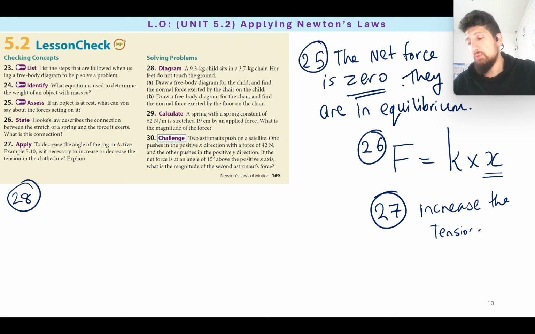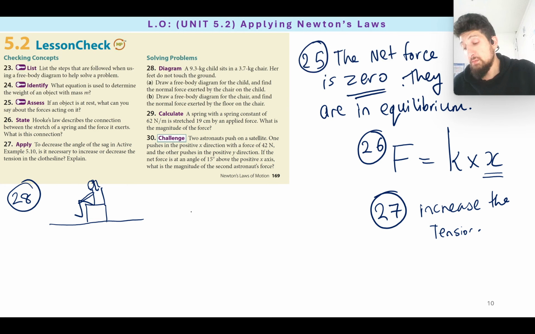A 9.3 kilogram child sits in a 3.7 kilogram chair. Her feet do not touch the floor. Here we go. That is the wee lady, sitting on the chair, and her feet are not touching the floor or the ground. Draw a free body diagram of the child and find the normal force exerted by the chair on the child.